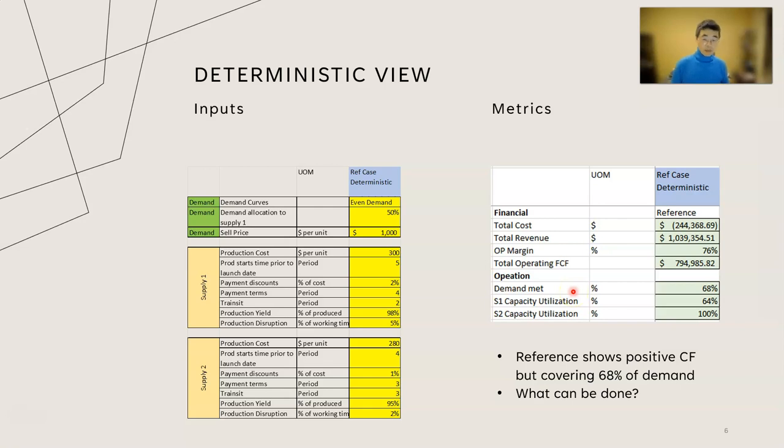In this example, the financial metrics like operating cash flow and margin of 76% are good results. The operation metric is somewhat imbalanced. It shows that we only meet the demand curve at 68%, supplier 1 utilization is only 64%, while supplier 2 utilization is 100%. What can we do? There are many variables to evaluate.